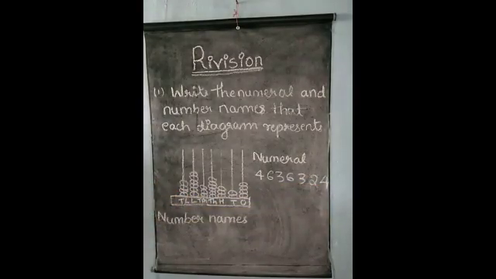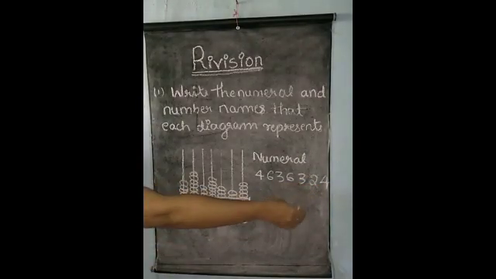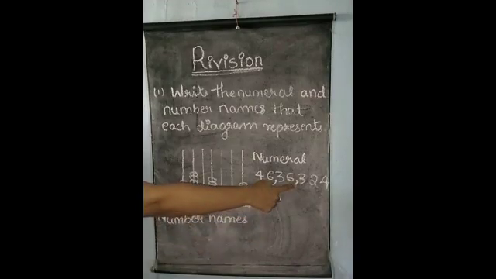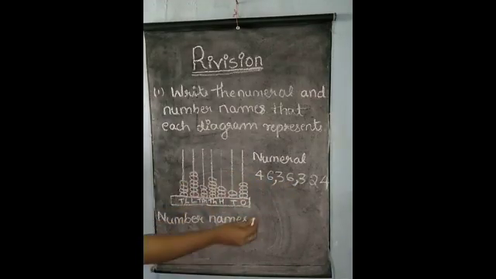According to the Indian number system, from the right side, 3 digits constitute the ones period. After that, 2 digits constitute the thousand period, and after that, 2 digits constitute the lakh period. So we use commas to separate the periods. Next, we should write the number names according to the Indian number system.